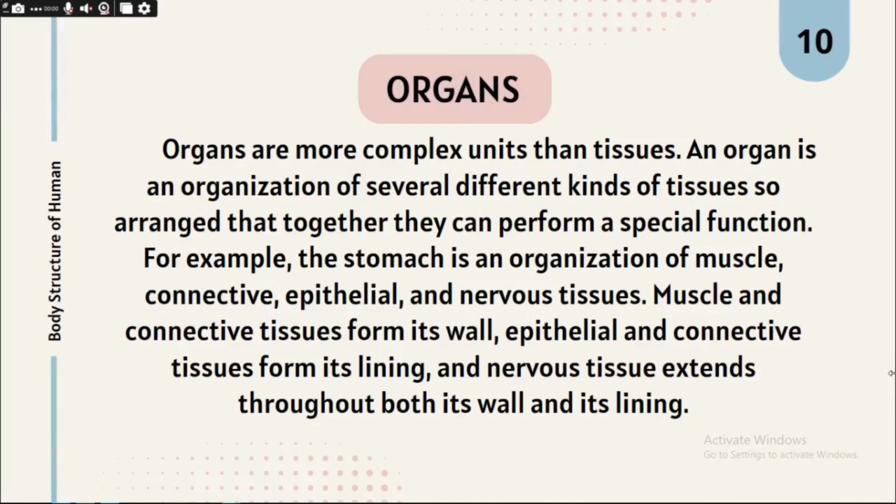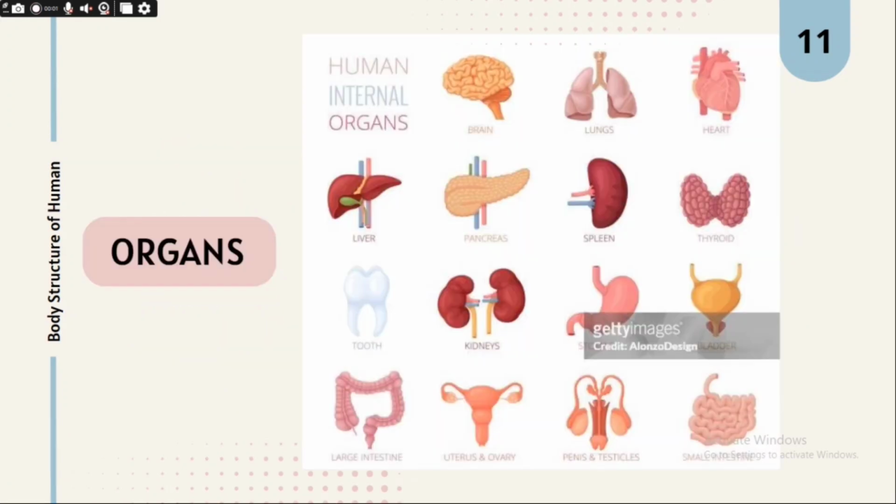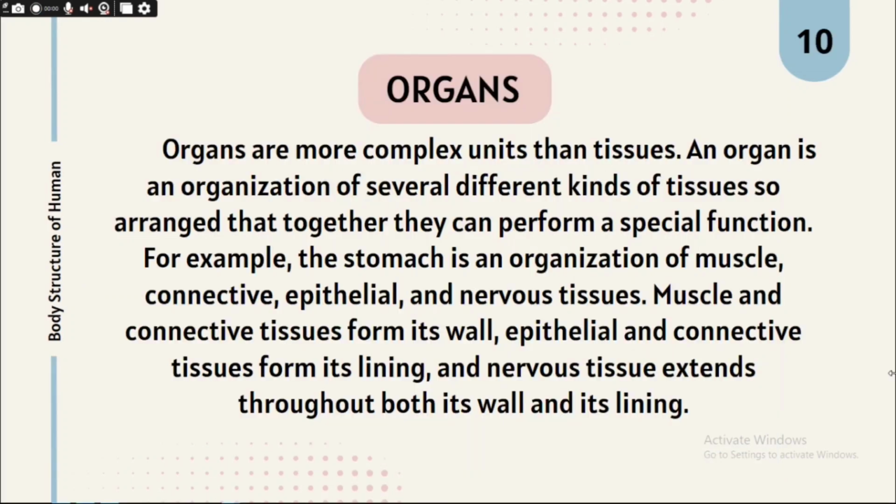Muscle and connective tissues form its wall. Epithelial and connective tissues form its lining. And nervous tissue extends throughout both its wall and its lining. Some examples of organs are brain, lungs, liver, heart, pancreas, and so on.